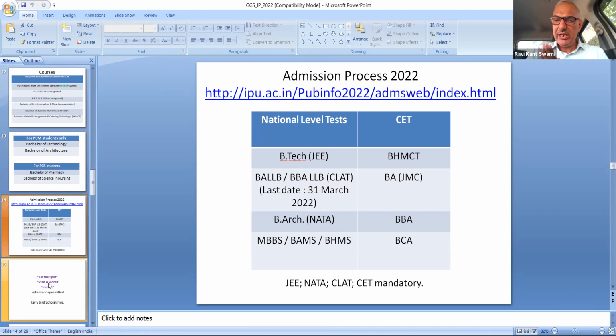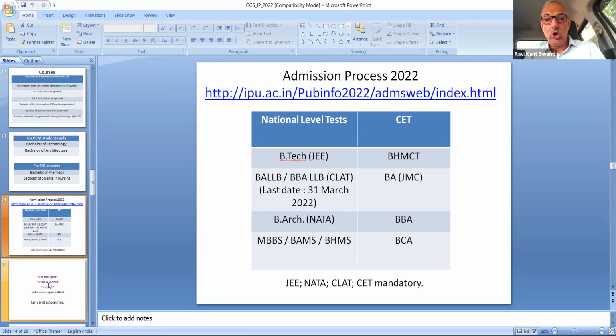Now, coming to the admission process, there are again two categories of courses. One for which national level test is available. Second for which no national level test is available. So the courses on left hand side are those for which national level tests are available. So if you want to do BTech, IPU will not conduct its entrance exam. So which entrance you have to appear at?